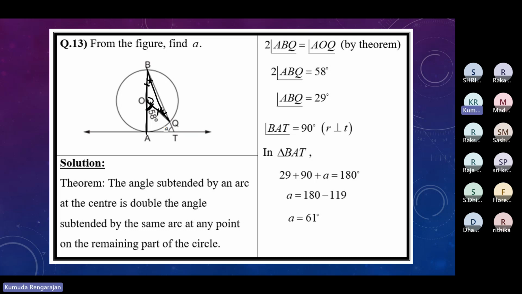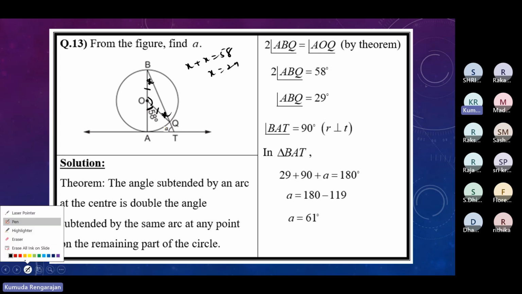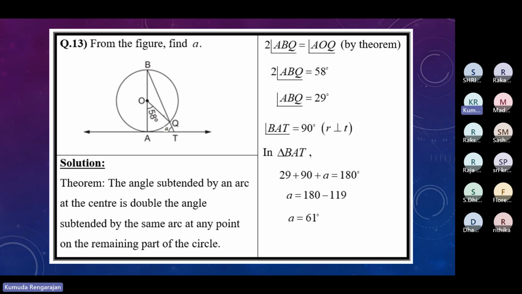Exterior angle is equal to the sum of the two interior opposite angles. If you relate the exterior angle property, this is the exterior angle. These are the two interior opposite angles, these two. But they're equal because these two sides are equal, so those angles are equal. So x plus x is equal to 58. 2x is equal to 58, x is equal to 29. So you get 29 here.